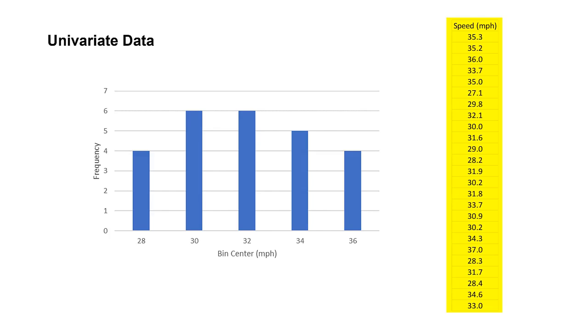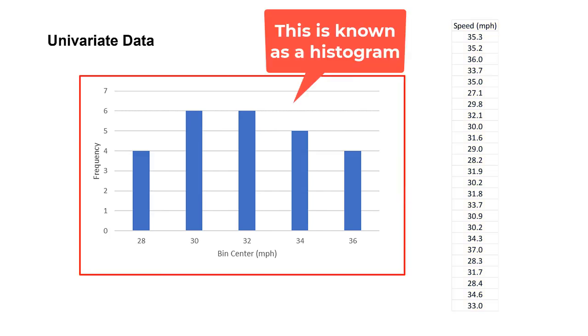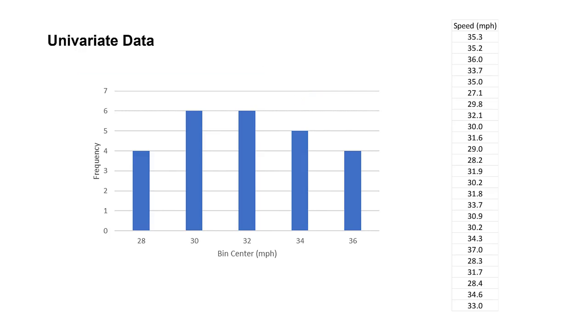We have a bunch of speeds rounded to the 10th place, and we can put it into something known as a histogram. This is really the only way to visualize univariate data. You're sort of just preparing a distribution. On the y-axis here is the frequency, or the number of observations that lie in a particular bin. On the x-axis, this is the miles per hour, but we've taken all of our data points, our observations, and sorted them or put them into these bins.